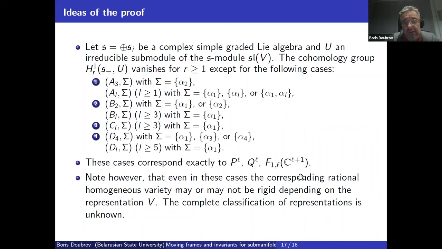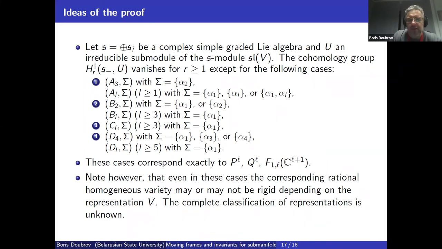So that even in these cases, we know the cohomology, but we don't know the representation. And depending on the representation, it might be rigid or non-rigid. And so far, the complete classification of representations is unknown. This is an open question, whether these are really rigid or non-rigid. And even if the cohomology is non-zero, we don't know if it realizes. We don't know if the deformations do exist. In those cases, for each of these subspaces, we know at least one representation where it's non-rigid. But that's still a large space for investigation.